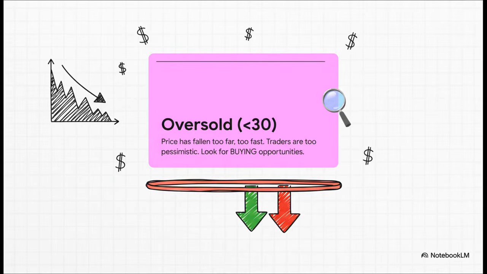And of course, the exact opposite is true for the oversold zone. This is any reading below 30. This is where sellers have pushed the price down too hard, and pessimism or even fear is starting to take over the market. Our rubber band is now stretched all the way down, just waiting for the moment to snap back up. And this is our signal to start hunting for potential buying opportunities.